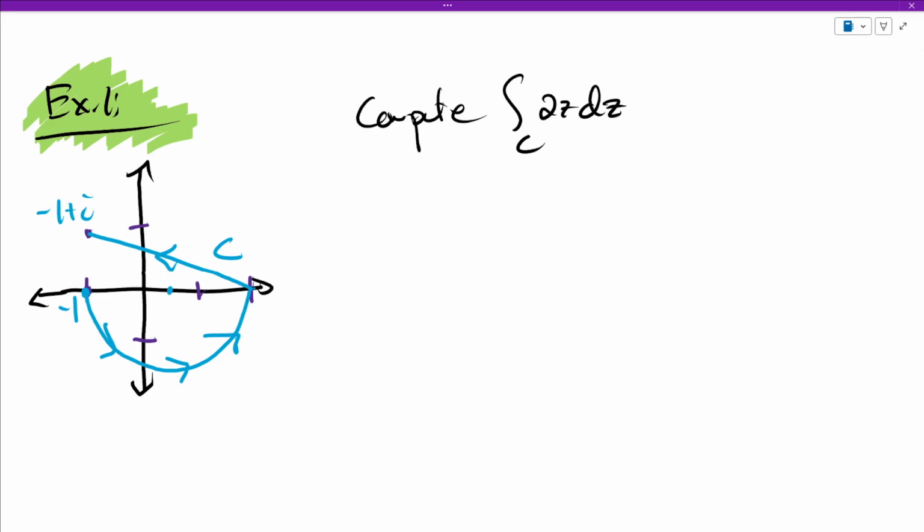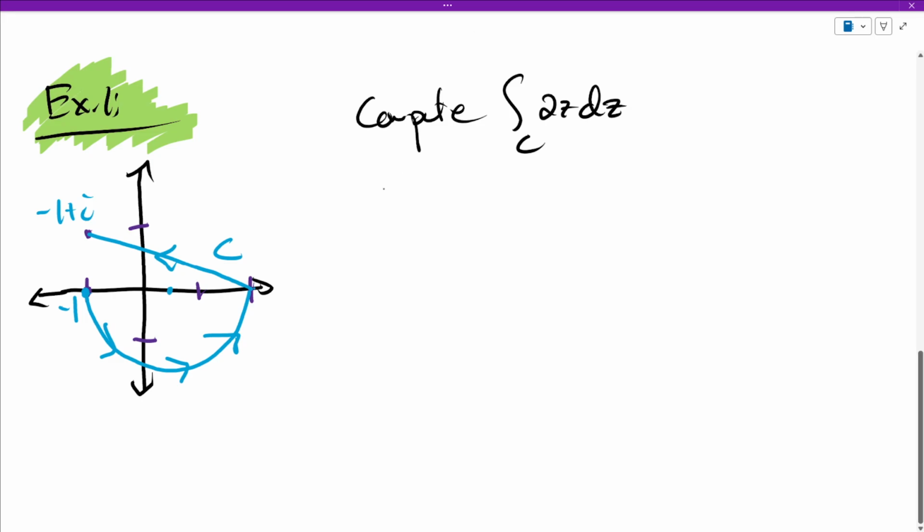We'd write down a parameterization of the circle. It's somewhat simple to do. And then we write down a parameterization of the line segment. That's something that we know how to do. And we do them separately and we add them together. So we can do this. It's not challenging. It's just going to take some time.